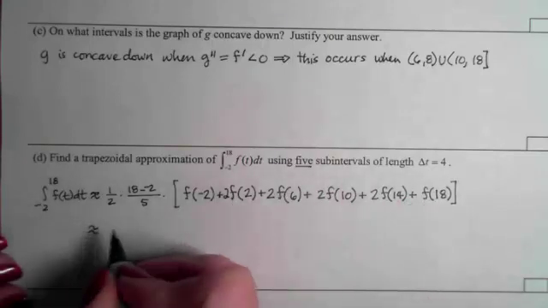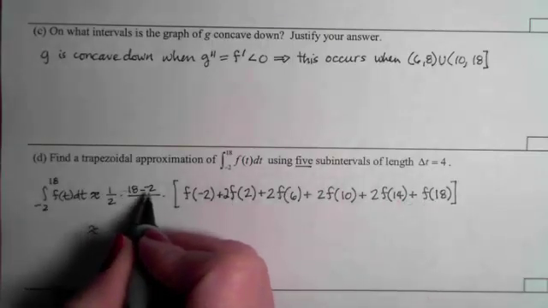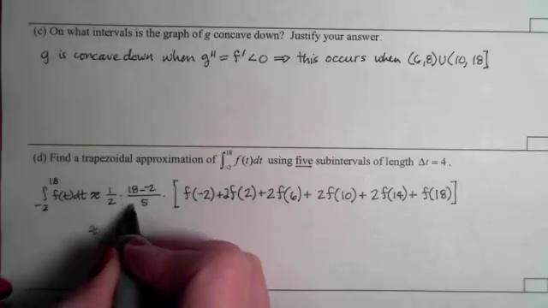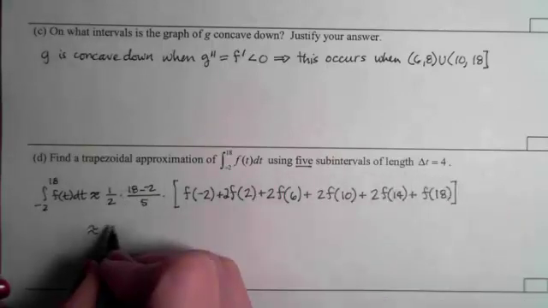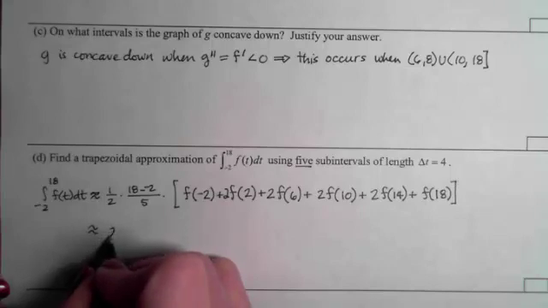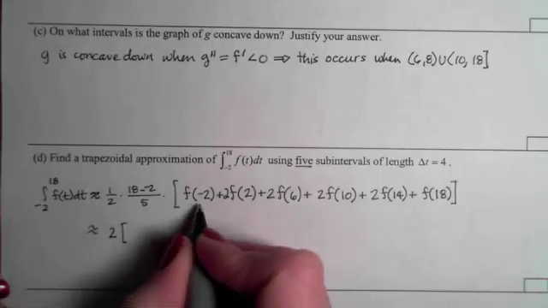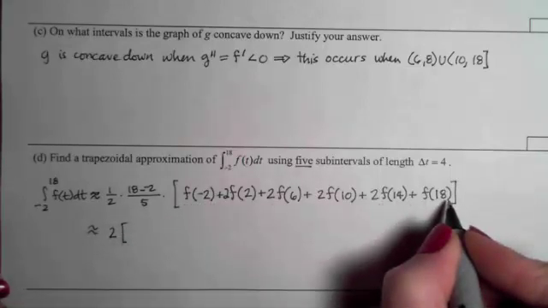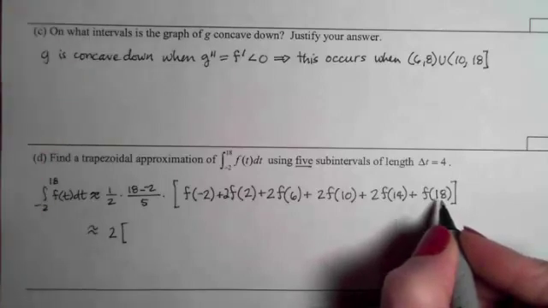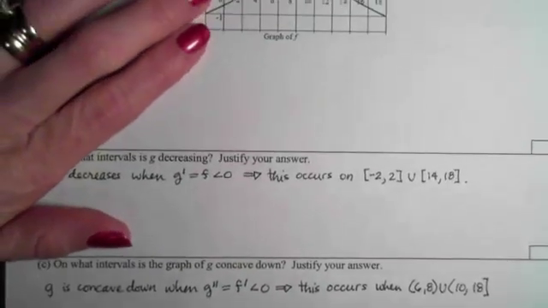So if I finish this up, I have an 18 minus 2, that's a 20 divided by 5. Well, there's that delta t, which was 4. So I have a 1/2 times a 4 is a 2. And then I have f of negative 2. These are all outputs of the original function. So I'm going to go up and look at the graph.